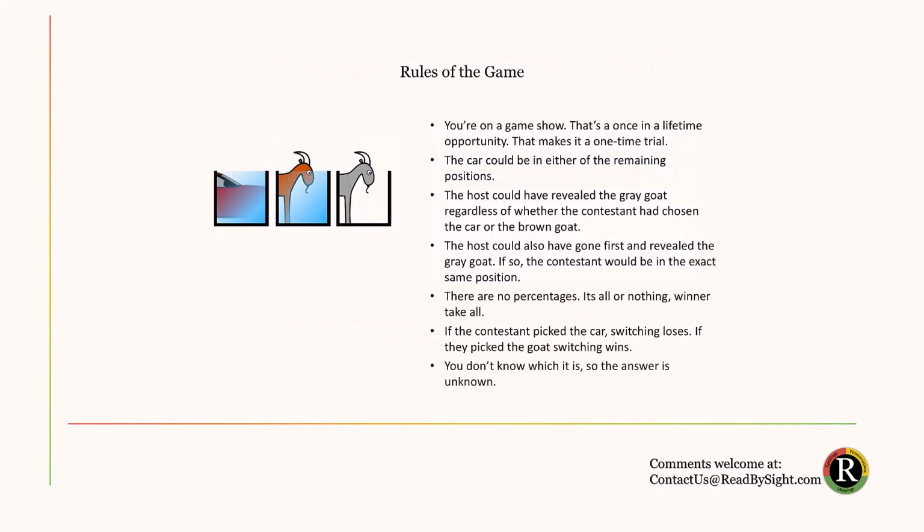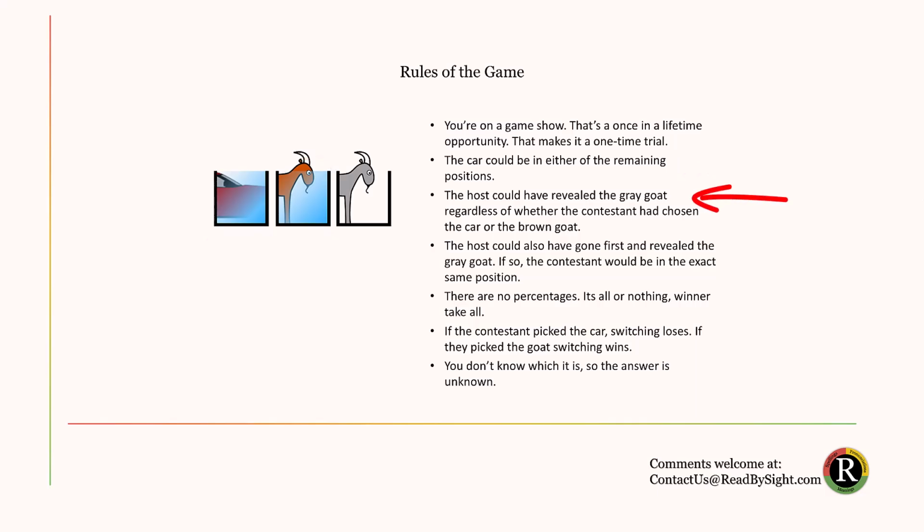Now, here we have the rules of the game, and we just stated them, but they bear a reminder. So to begin with, you're on a game show. That's a once-in-a-lifetime opportunity. That makes this a one-time trial. The car could be in either of the remaining positions, so that means that while we're showing the car in the first position, it could switch with the brown goat. So the car could be behind the second door, and the goat could be behind the first. So these two can switch.